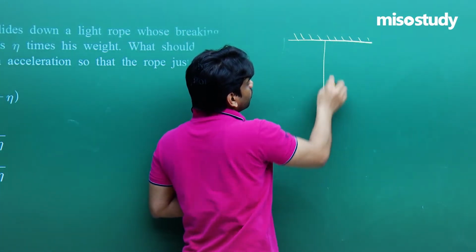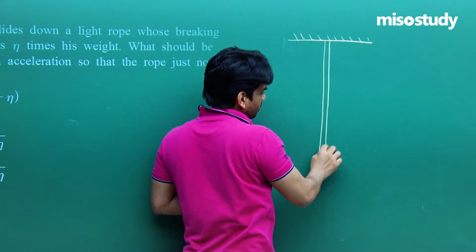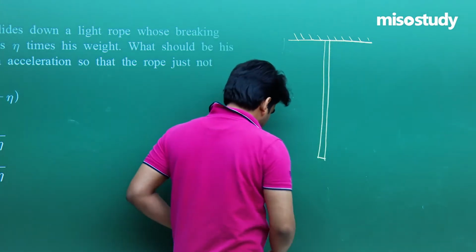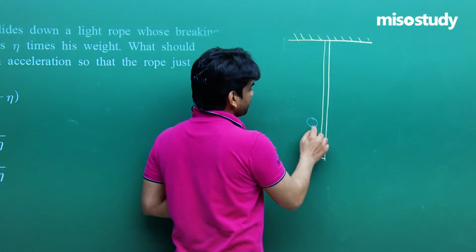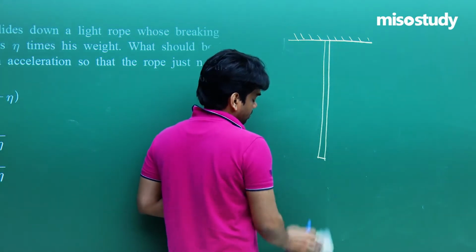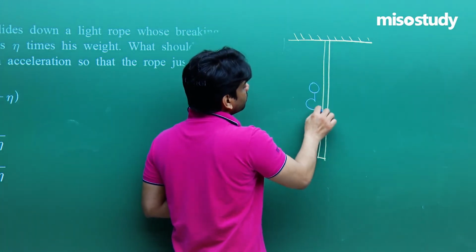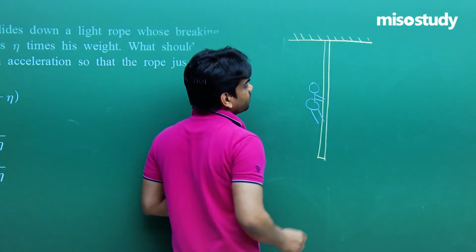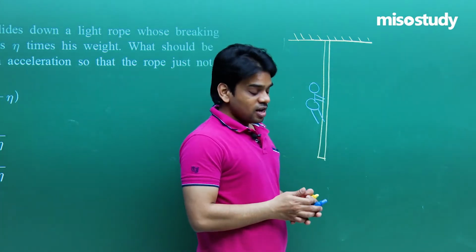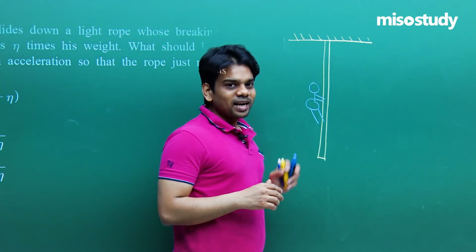We have a rope and a man is coming down through the rope. This is the actual scenario. Now see what forces will be acting on the man.